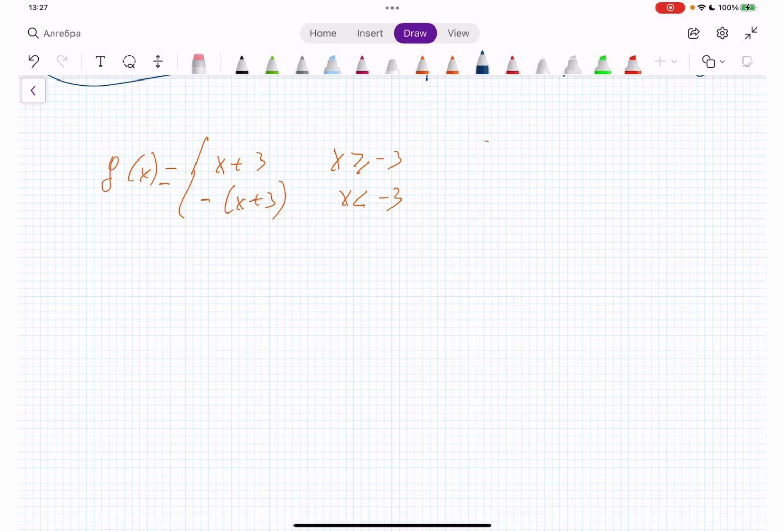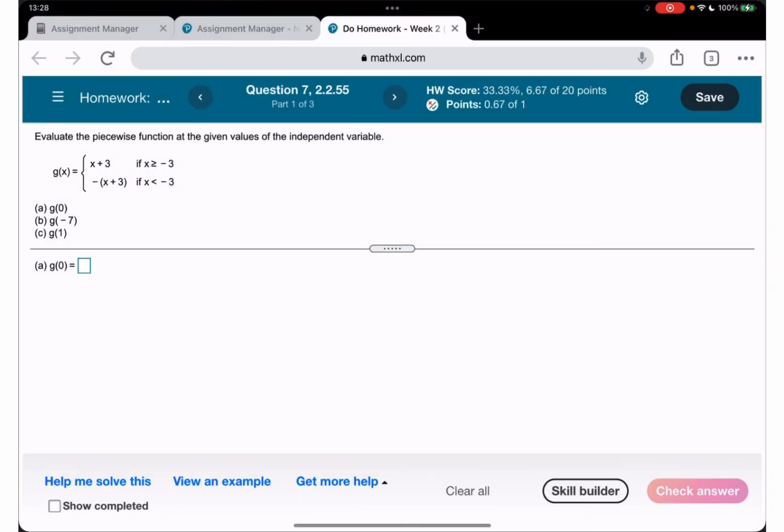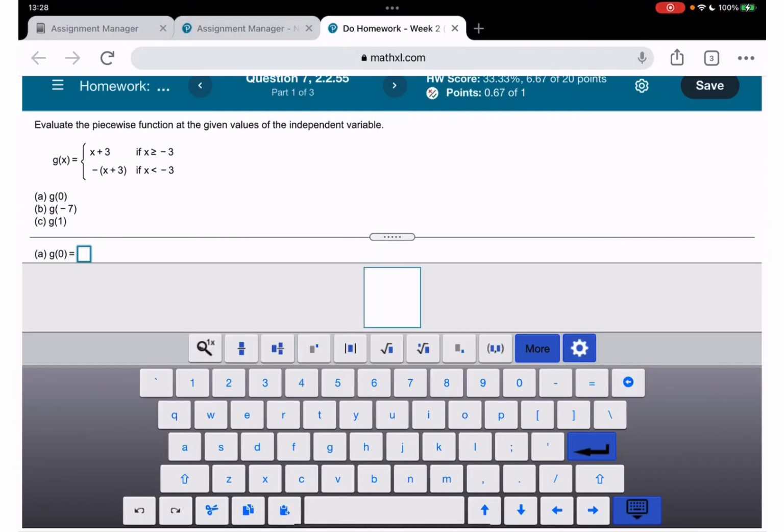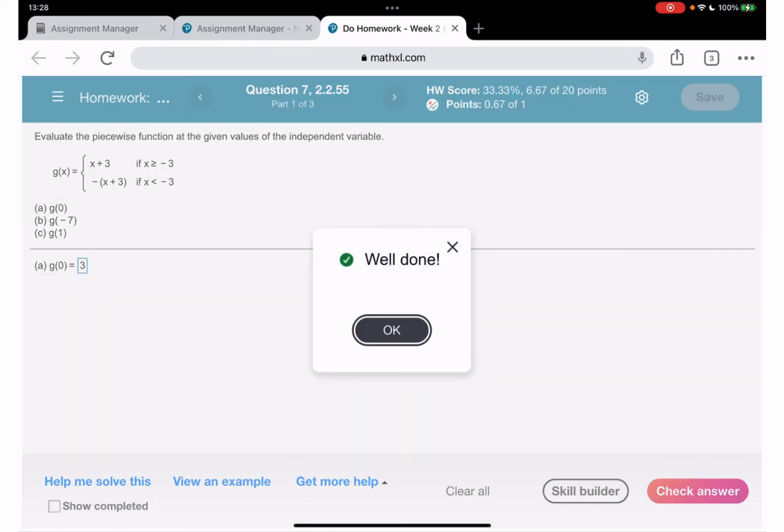We need to find g of 0, which means let's check this condition. 0 is greater or equal negative 3, right? So we check mark, it's matching. But 0 is not less than negative 3, so this one doesn't work. So we are going to plug in only the first one. It's going to be 0 plus 3, and the answer is going to be 3. So let's plug in here 3. And we have bingo, well done.